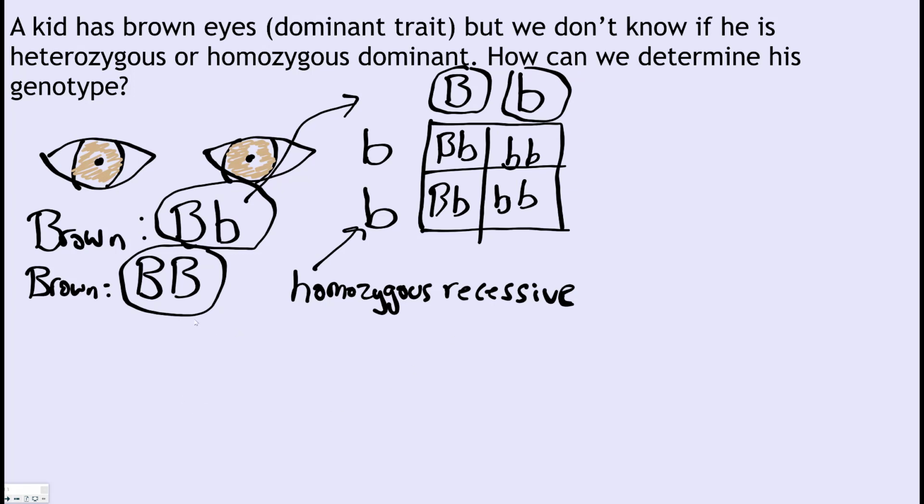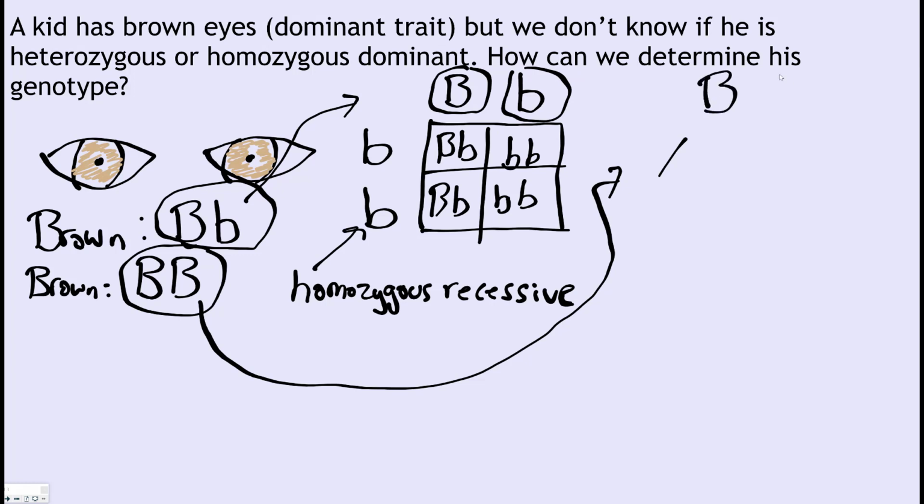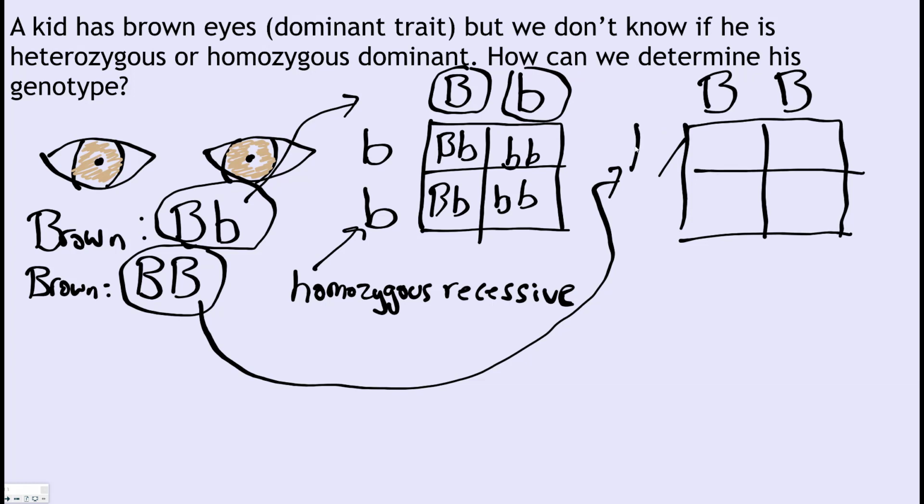The next option is, well, what if the kid had brown eyes but was homozygous dominant? So then we're going to cross this with homozygous recessive. So here's uppercase, uppercase, and then I'm going to set up my Punnett square again, and then I'm going to put my homozygous recessive. This is my test cross, and then I'm going to fill this in. So you're going to see that all of these are going to be your heterozygous genotype.